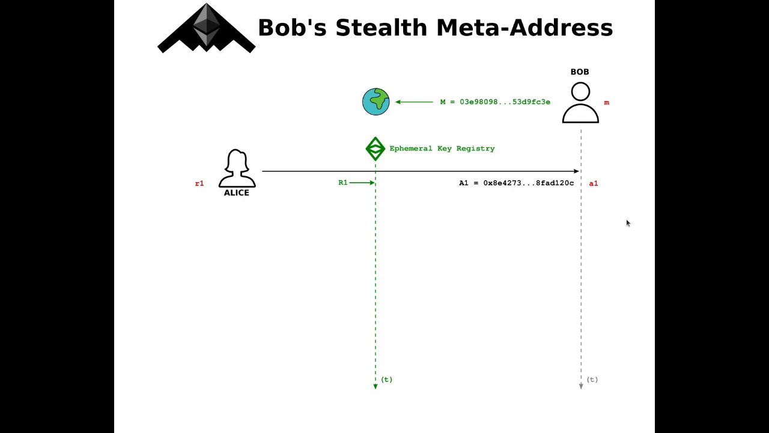Please note that this newly computed address A is unique and has never been used on blockchain before. Nobody can tell this payment is related to Bob's stealth meta address. There's also no on-chain way to know which key in the ephemeral key registry was used for which payment. Only Alice and Bob will know.